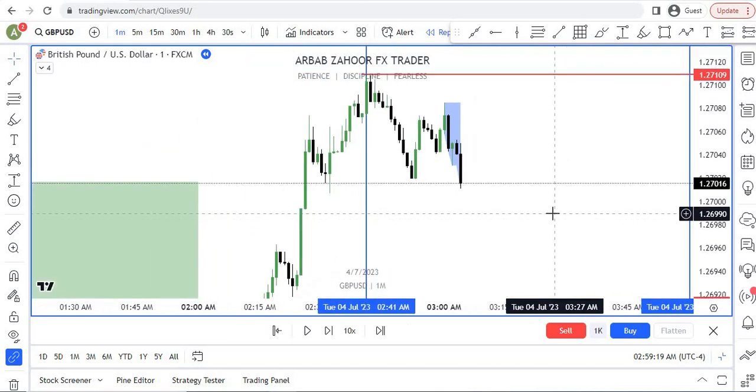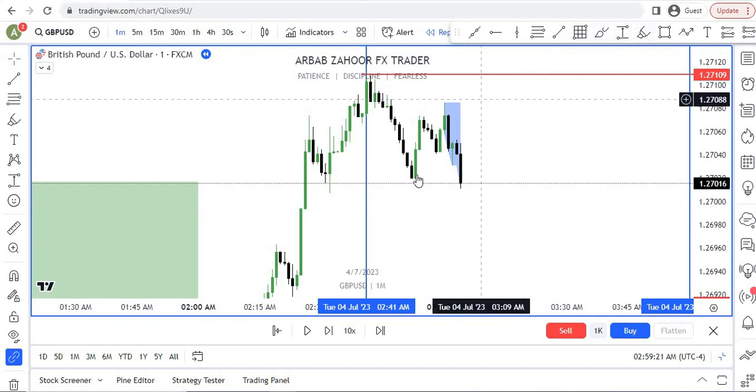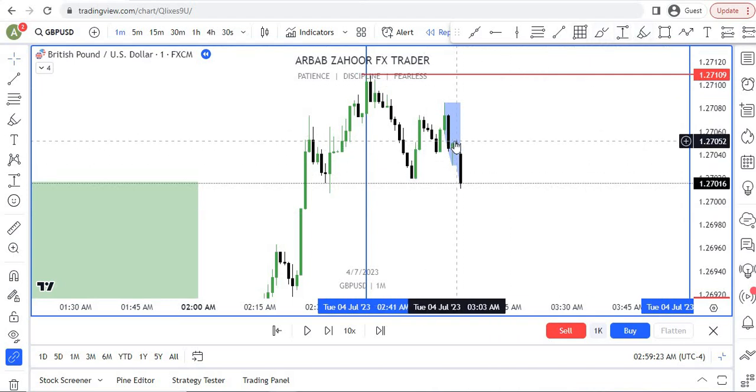Habibi, listen, if you have a 2-3 pip stop loss, why are you afraid to enter the trade? Try it on a demo account if you have this problem, because many people know this strategy, but they do not have enough confidence to enter the trade.